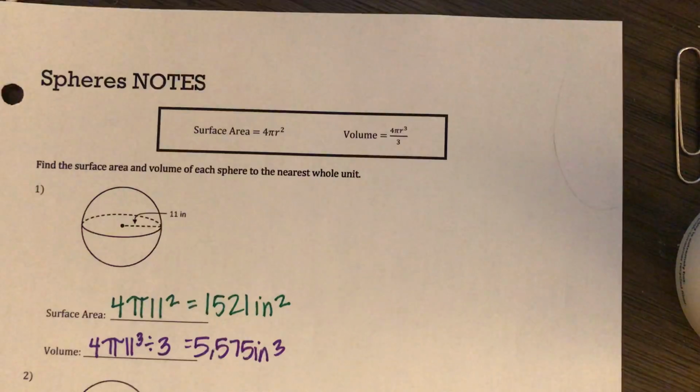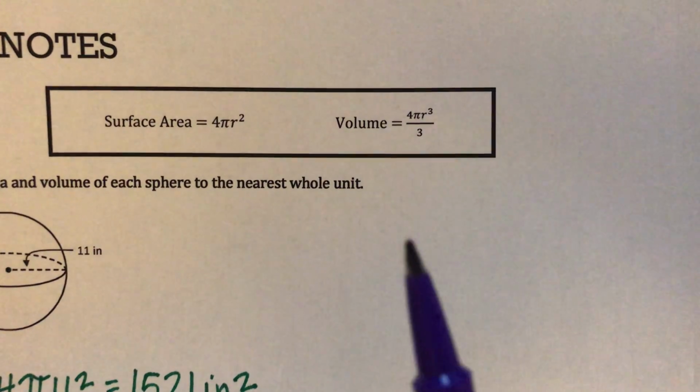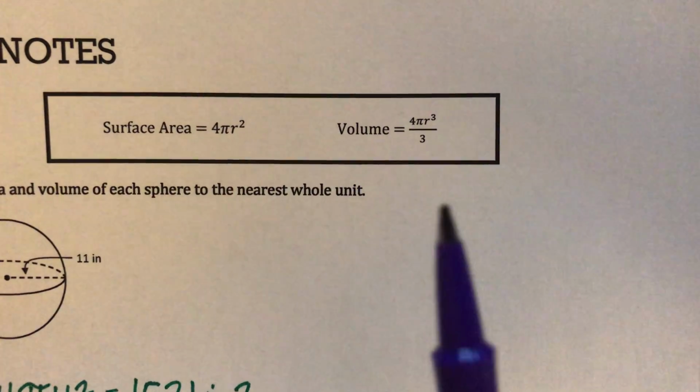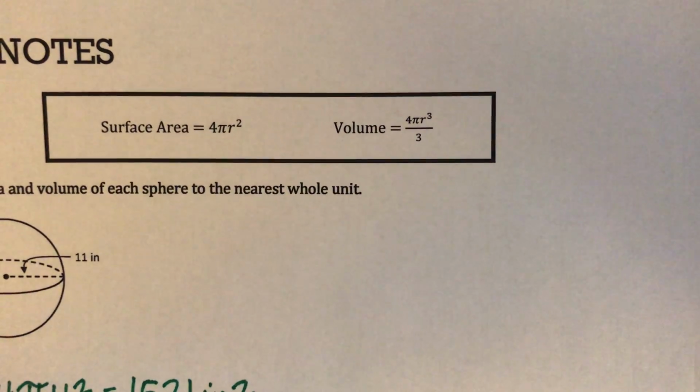So again, the two formulas are at the top. 4 pi r squared for surface area, and 4 pi r cubed over 3 is what we're going to do for volume, which is the same as dividing by 3.